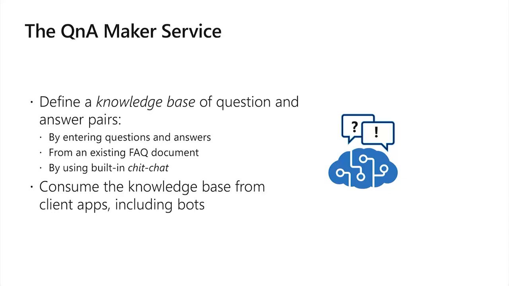And you can also augment those questions and answers with some built-in chat sources, which include some common conversational exchange, like how are you doing, how is the weather. So you can augment the Q&A. And after creating the knowledge base, you train a model based on those questions and answers and publish it as a service. And then client applications, and in particular bots, can then consume the knowledge base and use it to determine appropriate responses to user input. So that's the Q&A Maker service.